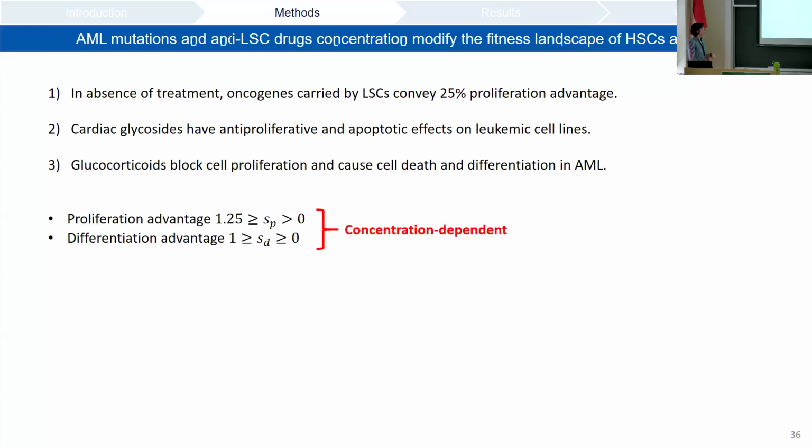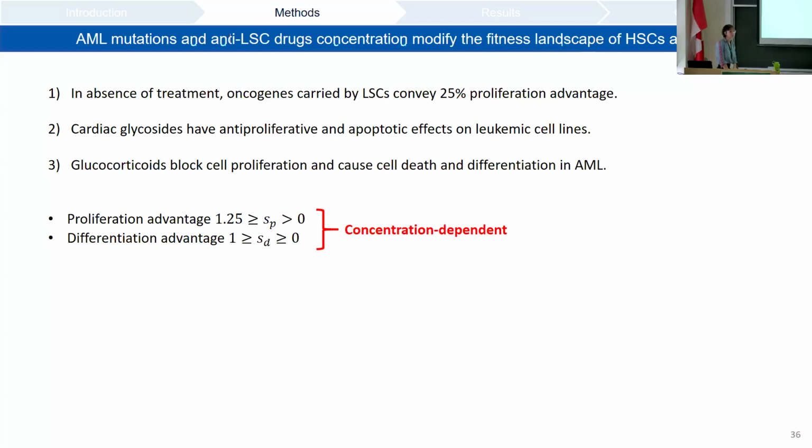So we constructed two terms. The first one being a proliferation and a differentiation advantage that we apply to the transition probability of the Moran process through the use of weight factors that were concentration dependent. And these weight factors are SP and SD respectively.